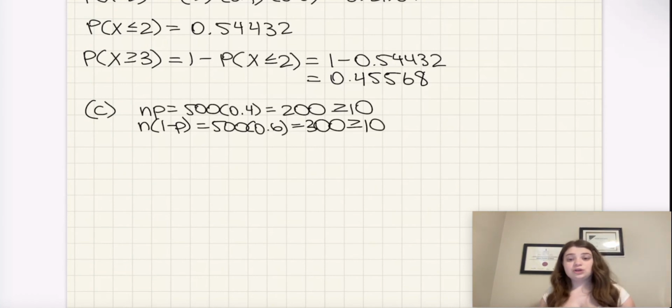Or we could even just argue that, oh, well, if the expected number of successes is 200 and the overall number of trials or the sample size is 500, then therefore the number of failures would have to be that other 300, right?